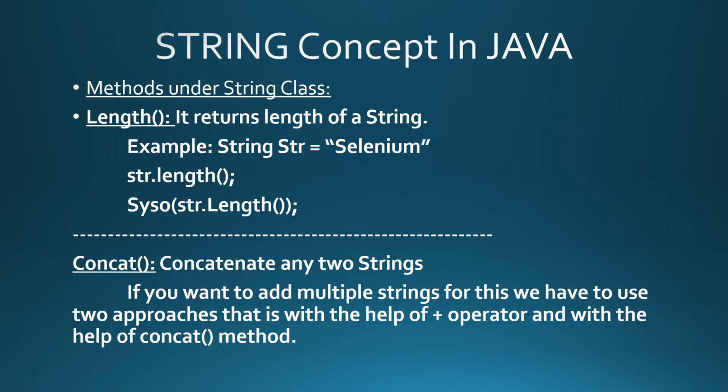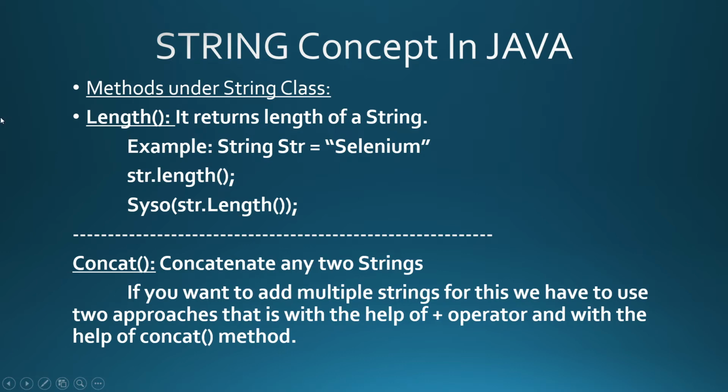For example, if I created one string with the help of the string literal concept, so how can I create it? I will create it like String str equals to "selenium" within the double quotes. Then I take this object reference, that is str, and use this length method. Then I print str.length. What is that length value? I will get that in the console.